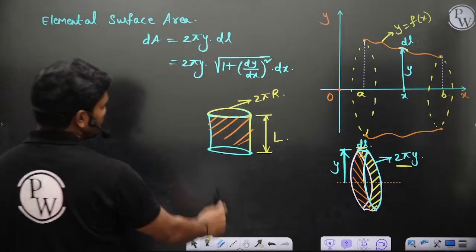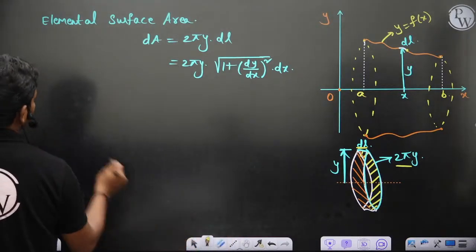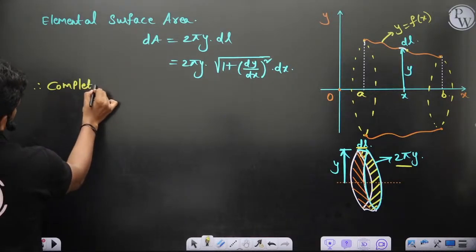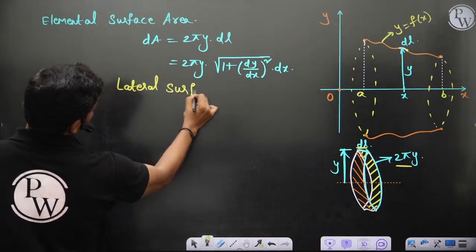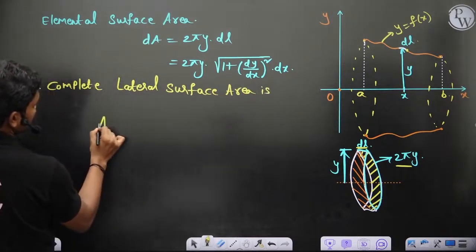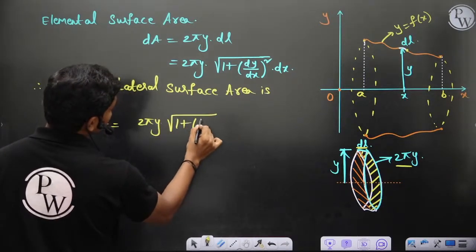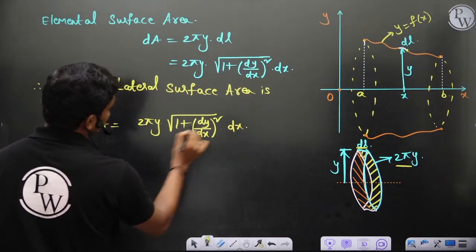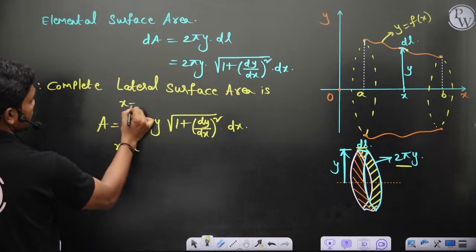Ultimately this is the small elemental surface area. So if you want the total surface, therefore the complete lateral surface area, A is equal to 2 pi y root of 1 plus dy by dx whole square times dx, and this is integral x is equal to a to x is equal to b, of course.